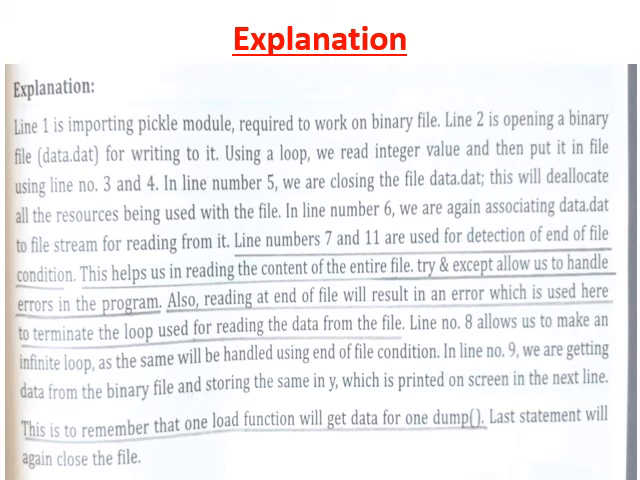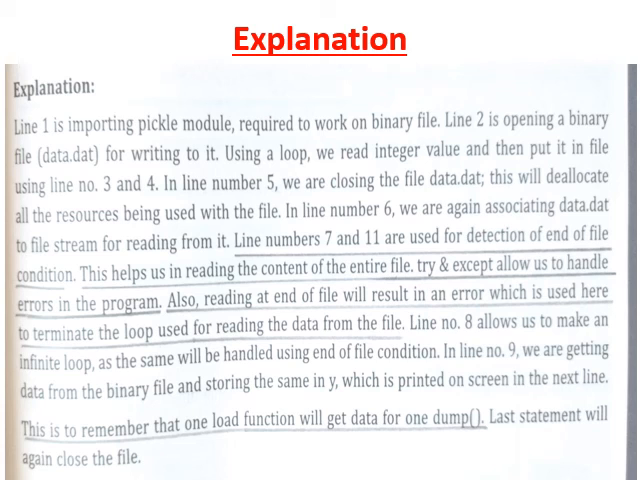This is important. Line number 7 is a try block, and line number 11 is except EOFError. Try and except allow us to handle errors in a program. Also, reading at the end of file will result in an error, which is used here to terminate the loop used for reading data from a file. That means once we have reached the end of a file, automatically we will come out of the loop.